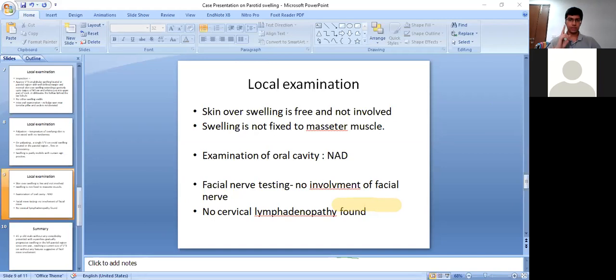So skin fixity, masseter fixity, and oral cavity examination, again the same thing. No bulge seen. That is why no bulge seen. No deviation of the uvula. That is an inspection in palpation.